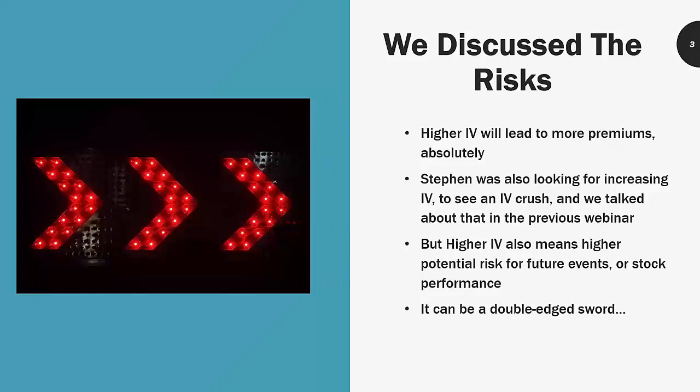During that discussion, we talked about some of the risks of the high implied volatility. Comparison-wise, same strike, same expiration, 2 different stocks, a higher IV is going to naturally lead to a higher premium. We all know that. And Stephen also was looking for positions with an increasing implied volatility, hoping for an IV crush so we could maybe buy back the sold put or the spread early for a lower price if that decline happened while he was in the trade. And we talked about that, of course, in the previous webinar.